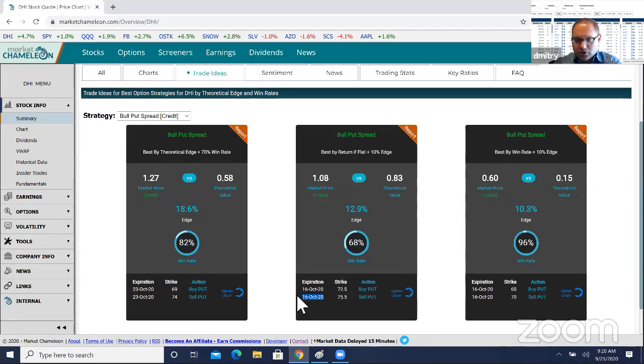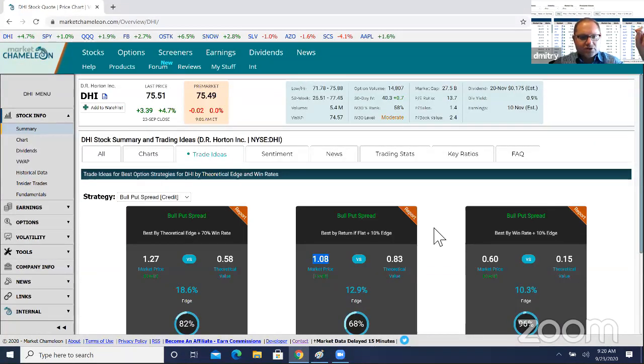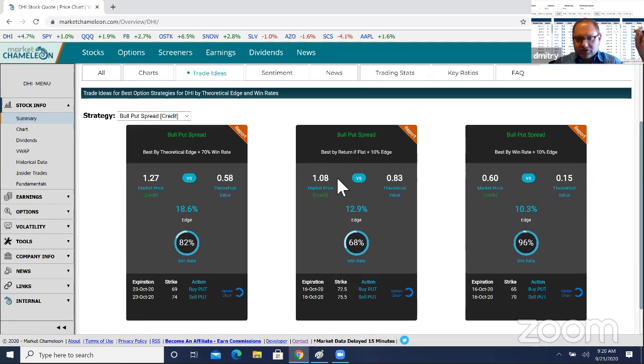Let's take a look at the other two. It's got the October 16th expiration, selling the 75.5 put, buying the 72.5 put. That's a credit of 108, right? So that's like an at-the-money one. Selling it for a credit of $1.08, we think theoretically it's worth 83 cents, giving you a 12.9% theoretical edge with a historical win rate of 68%.